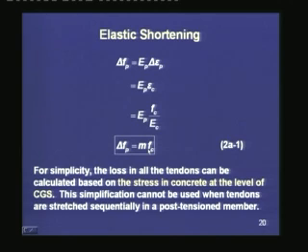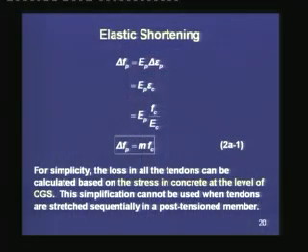Now, as we know that there need not be a single tendon, there can be several tendons in a concrete member. For simplicity, the loss in all the tendons can be calculated based on the stress in concrete at the level of CGS. Now, that means here comes the utility of the CGS, that we are considering that as if all the tendons are concentrated at that location, and we are calculating the stress in the concrete at the level of the CGS. From there, we are calculating the loss in the prestress.